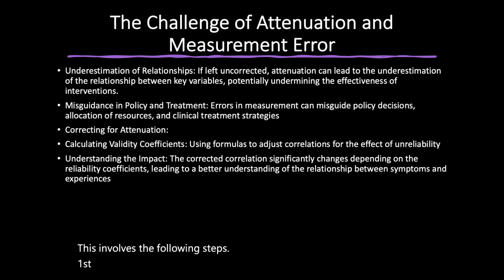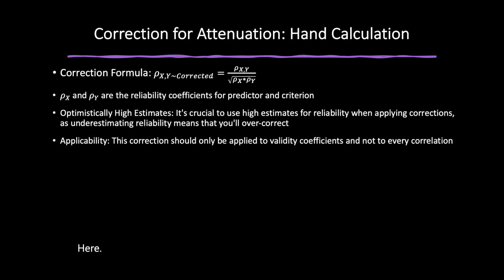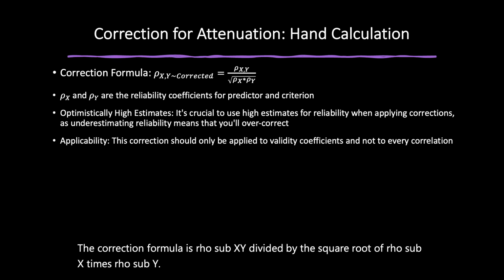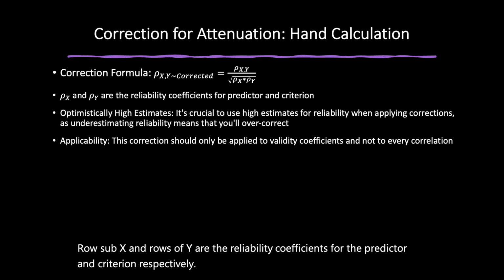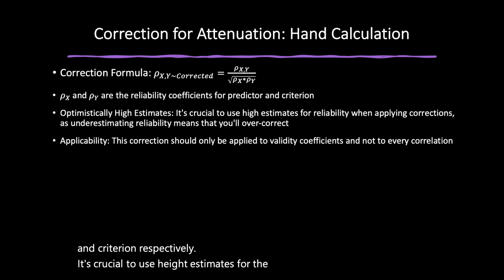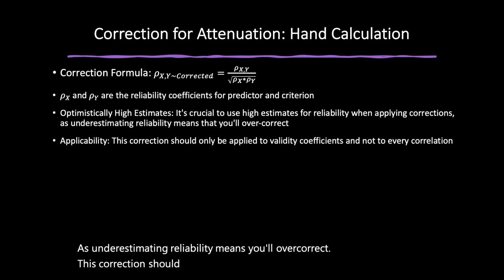First, calculating validity coefficients, using formulas to adjust correlations for the effect of unreliability. The correction formula is rho sub xy divided by the square root of rho sub x times rho sub y. Rho sub x and rho sub y are the reliability coefficients for the predictor and criterion, respectively. It's crucial to use high estimates for the reliability when applying corrections, as underestimating reliability means you'll overcorrect. This correction should only be applied to validity coefficients and not to every correlation.